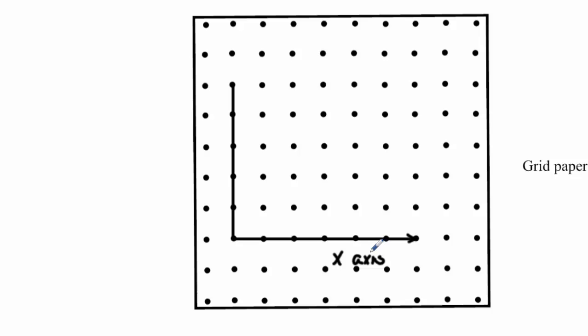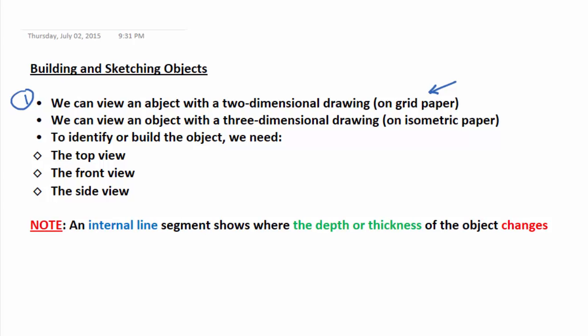x-axis and the vertical one, y-axis. So as you can see, the dots here allow you to draw an x-axis and y-axis in an easy way. That's why we call it grid paper. Now we go back to the second point. We can view an object with a three-dimensional drawing. So this is number 2.